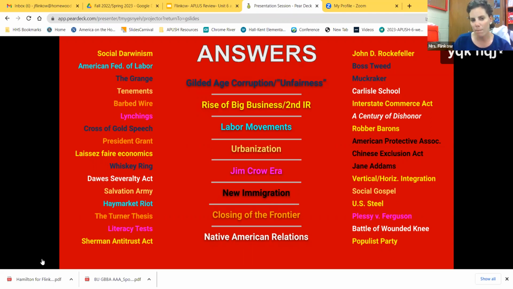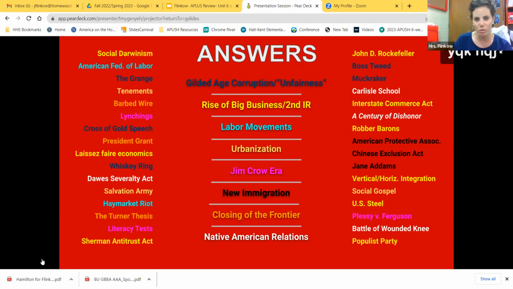The next big topic we have in time period 6 is going to be new immigration. Okay, so looking at the Chinese Exclusion Act, Jane Addams, the Hull House, this idea of helping immigrants assimilate into American culture. All right, next, closing the frontier.